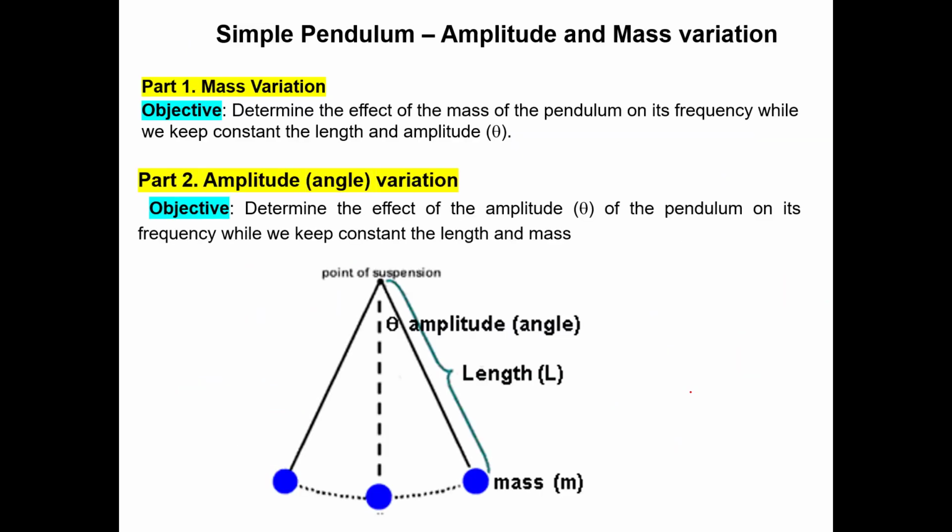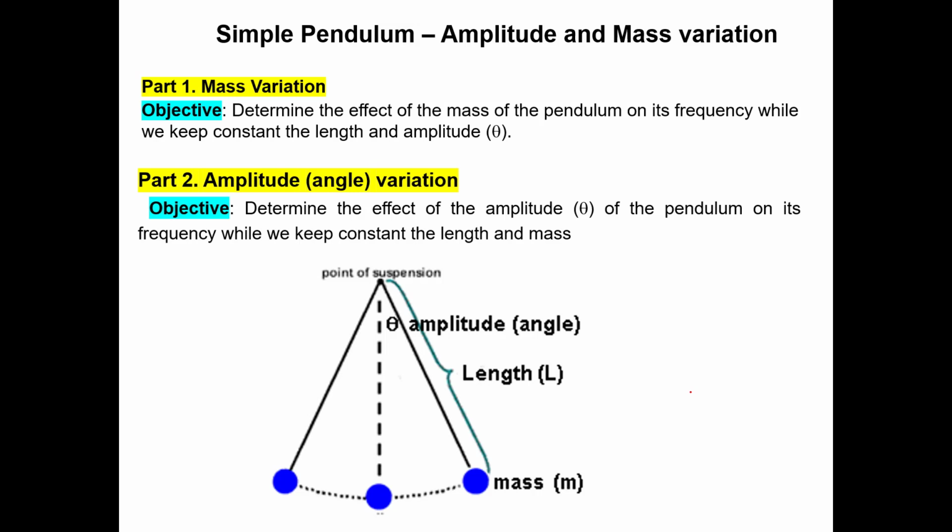The next thing, I want just to give an idea about the simple pendulum, the amplitude and mass variation lab, but I will upload the complete description of the procedure and the lab sheet you have to complete. You have to download the procedure and follow that procedure. I wrote it in detail, step by step. Again, I want just to give an idea of what you are going to do. And this experiment has 2 parts, mass variation and amplitude or angle variation.